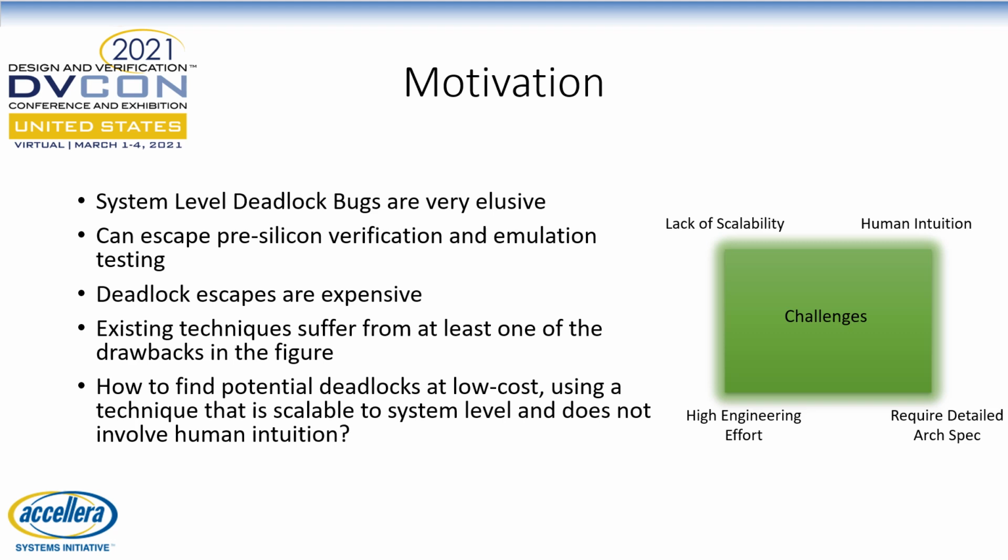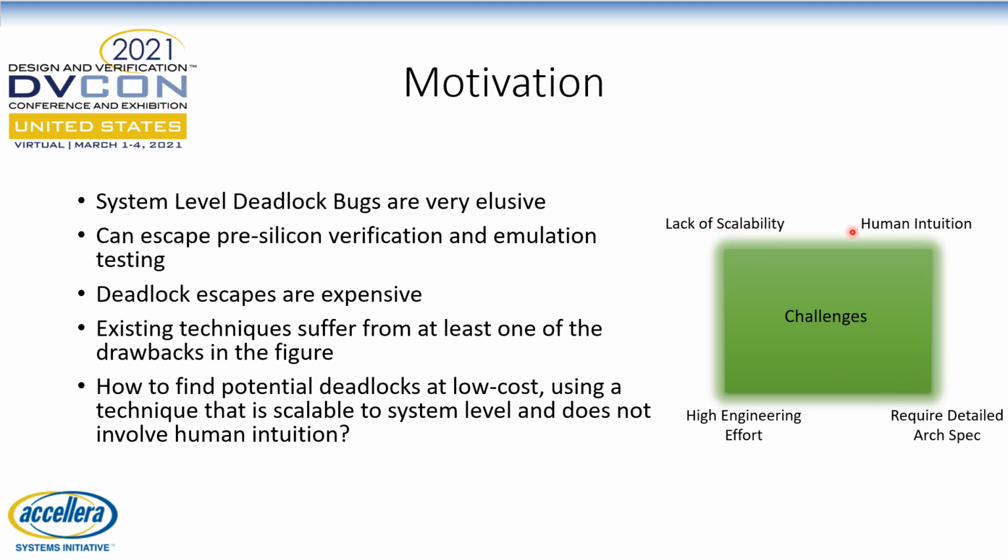The current deadlock verification techniques suffer from at least one of these drawbacks in this picture. Some formal techniques are very good at the block level, but are not scalable to the system level. There are some other techniques in formal verification, including some of the recent works, which we will see in the prior work section, which are scalable to the system level, but require very high engineering effort. There are some other simulation-based techniques which require very detailed architectural spec, but are reasonable in terms of engineering effort and scalability. And such detailed architectural spec might not be available.